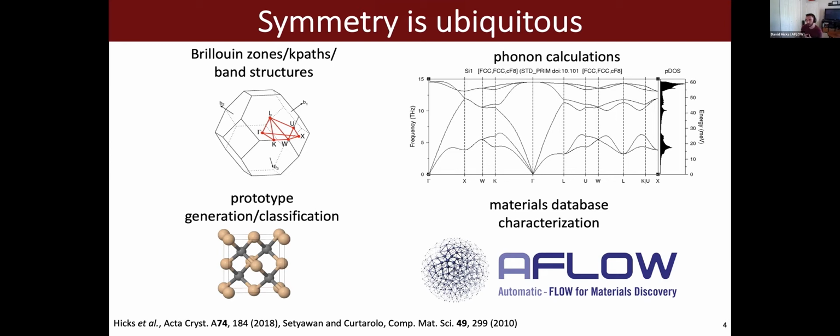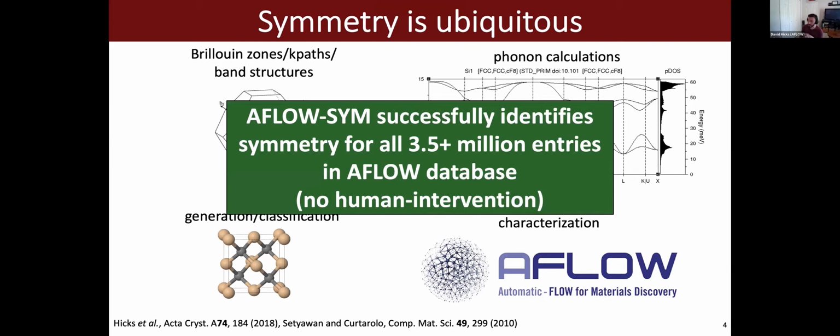Since symmetry is used in all of these different places in AFLOW, it needs to be very robust. We've done many benchmarks, lots of testing, and we've implemented a lot of routines to ensure that we get high consistency results. I think we mentioned that we have over 3.5 million entries in the database, and AFLOW-SYM works for all of these without any human intervention. It's a very robust code that we've been working on for a long time, even before I joined the group. I just wanted to highlight some of the ways that we're able to get high consistency symmetry results at a high throughput level.